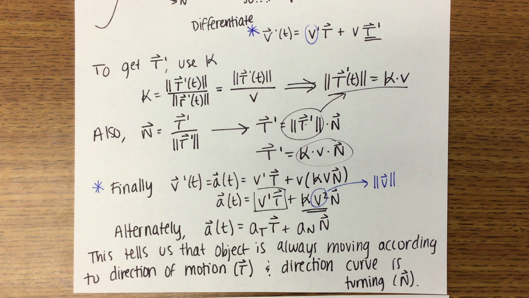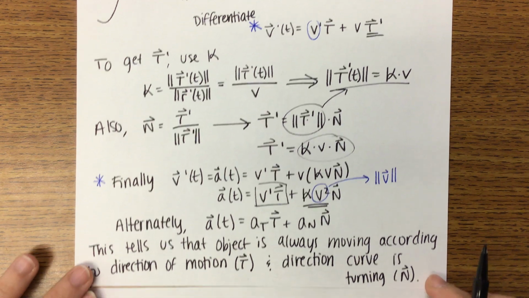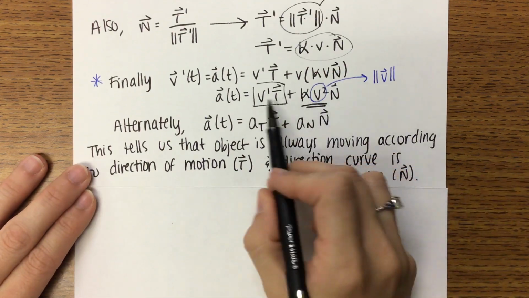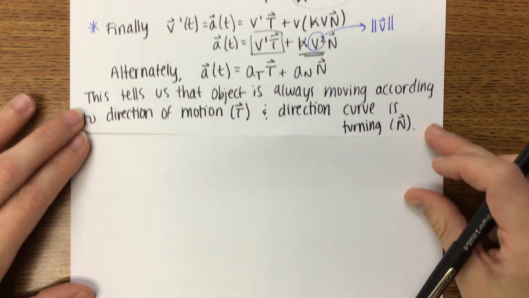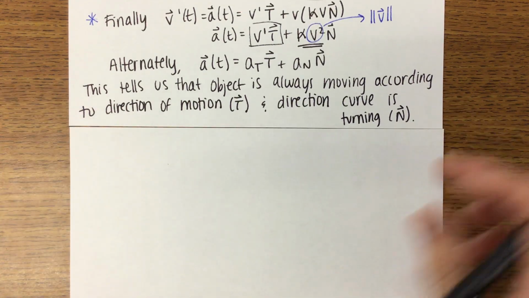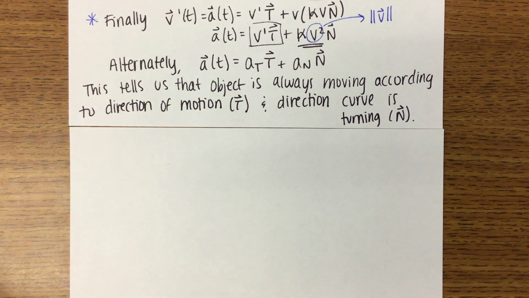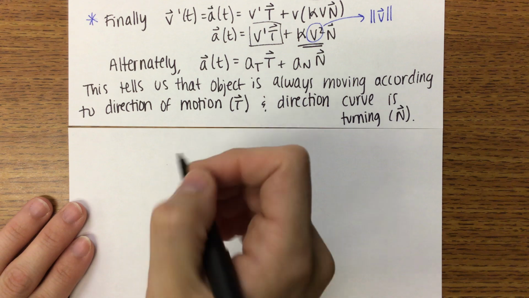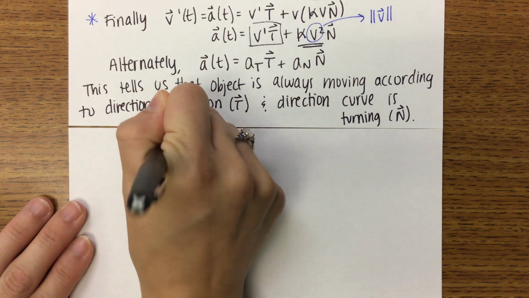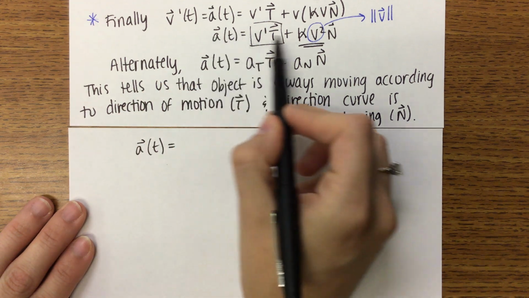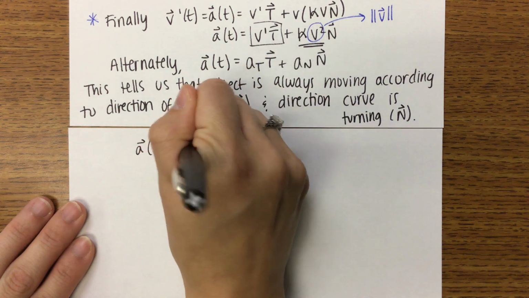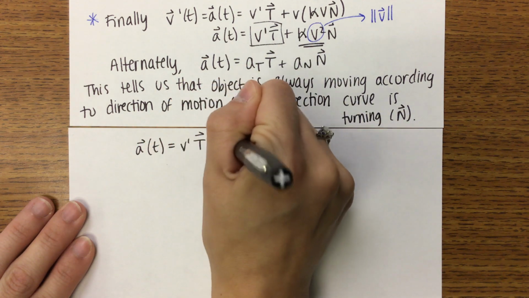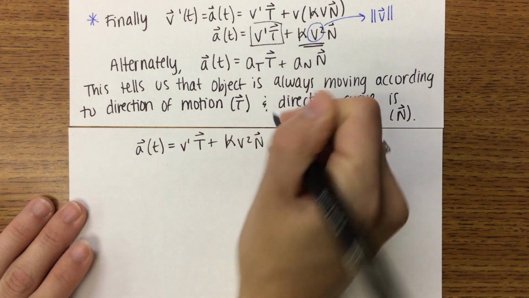Okay, so now the question is, how do we calculate this A_T and this A_N? Because those two are not the most helpful ways to calculate them. While it's one way, not the most helpful. So we're going to talk next about how to calculate those. Okay, so if we start with this line again, we get v prime times the unit tangent vector plus curvature times v squared times the unit normal vector.